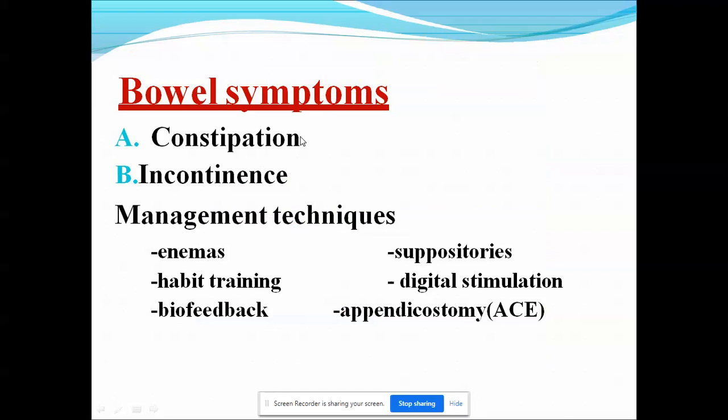For bowel symptoms, we will have incontinence, and constipation can be there. So how to manage it? We can give enema, habit training, and biofeedback. Then suppositories and digital stimulation can be given. All these are the means by which we manage the bowel symptoms.